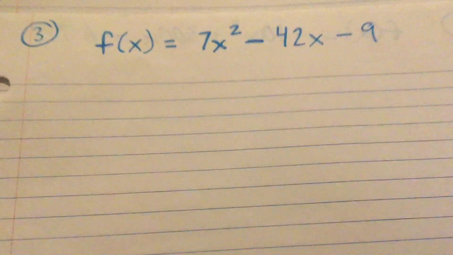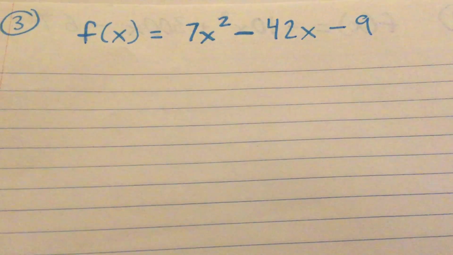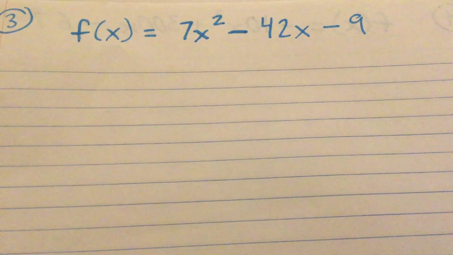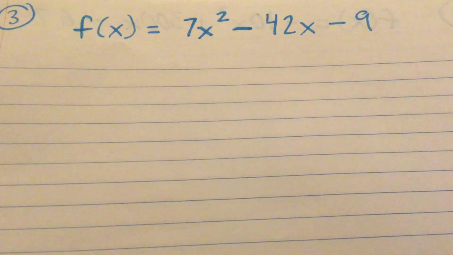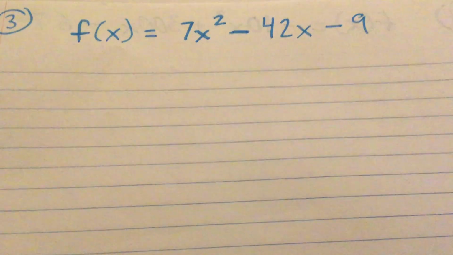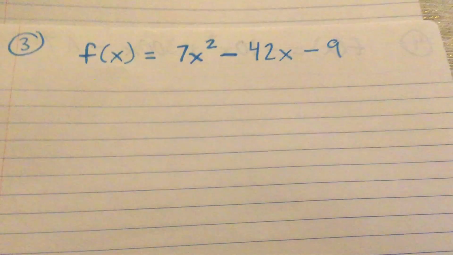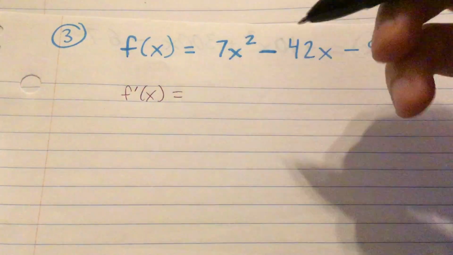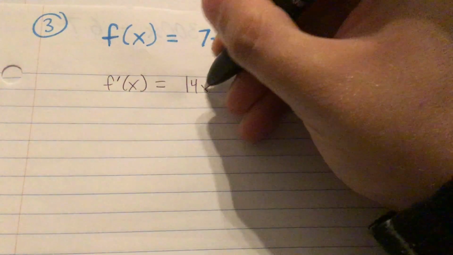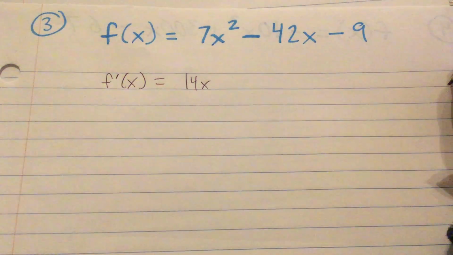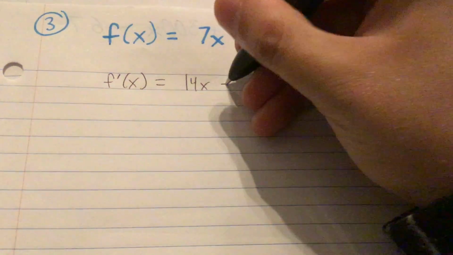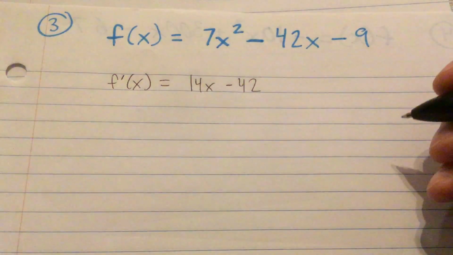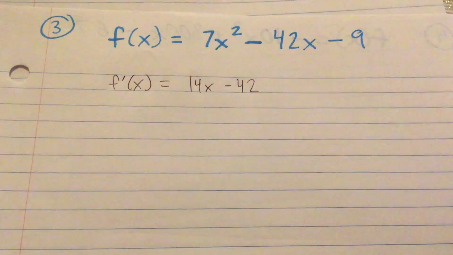Another quadratic. f of x is equal to 7x squared minus 42x minus 9. Let's solve for the critical points. So first things first, f prime of x is equal to, the derivative of 7x squared would be 14x. The derivative of -42x would be -42. And the derivative of -9 is 0.